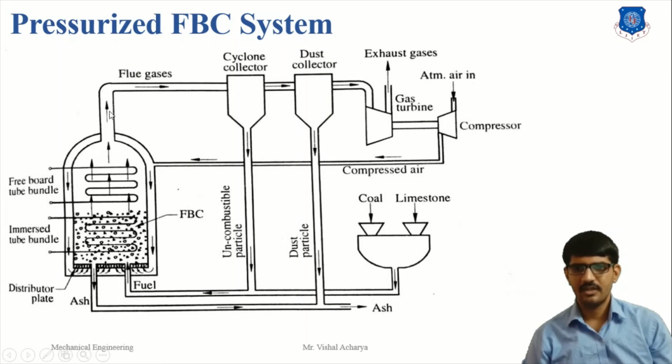Here the fire tube transfers the hot gases to the cyclone collector. In the cyclone collector, the unburned gas particles are transferred back to the fluidized bed using centrifugal collectors, and then to the dust collector. In the dust collector all the dust particles are removed with the ash, and the hot gases are transferred to the gas turbine, so that we produce mechanical power, and the power required for the compressor is also supplied by the gas turbine. This is the basic construction and working principle of the pressurized fluid bed combustion system.